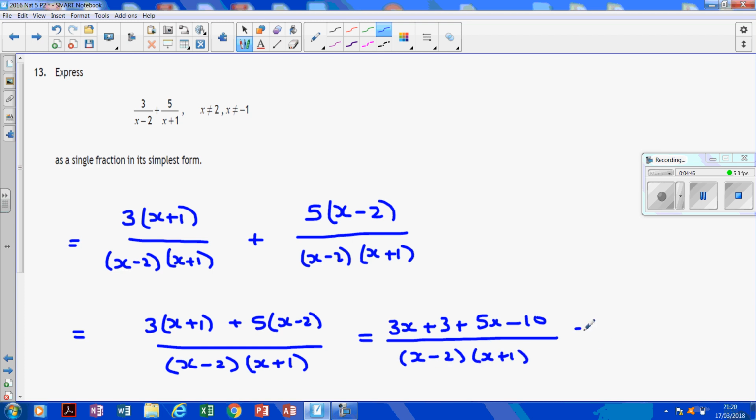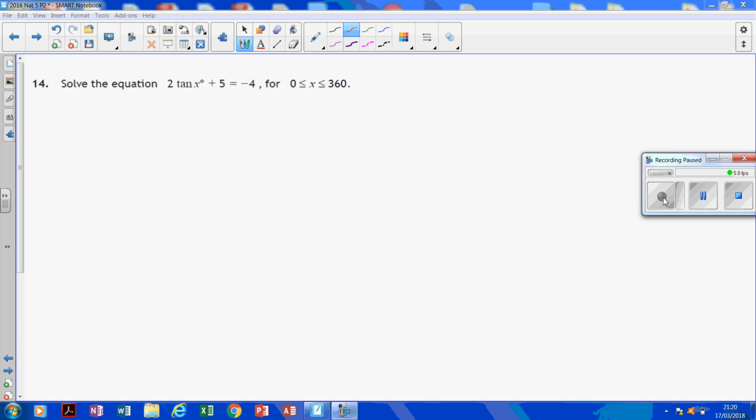And if we simplify all of that, we've got 3x and 5x, which gives me 8x. And I've also got 3 minus 10, which is minus 7. And the denominator still stays the same, and that's it expressed as a fraction in its simplest form.